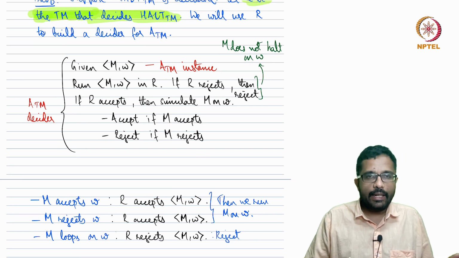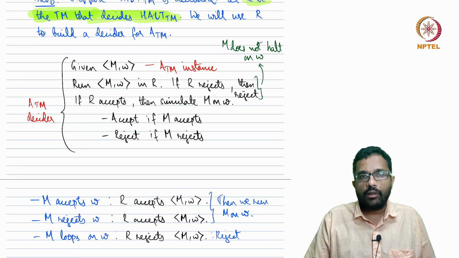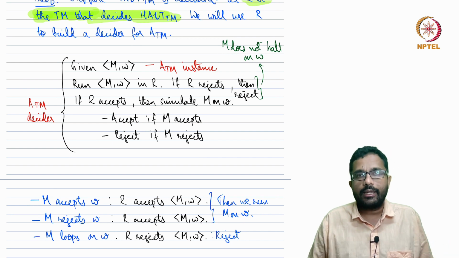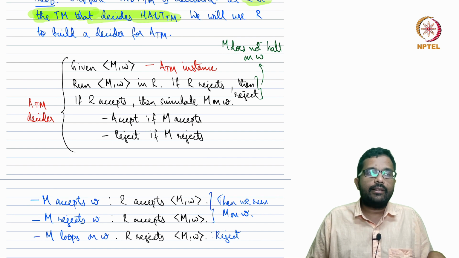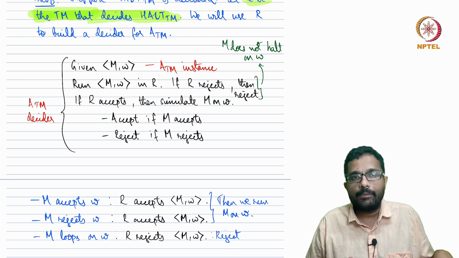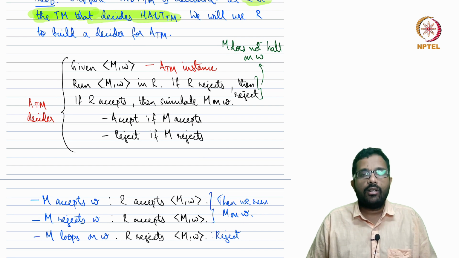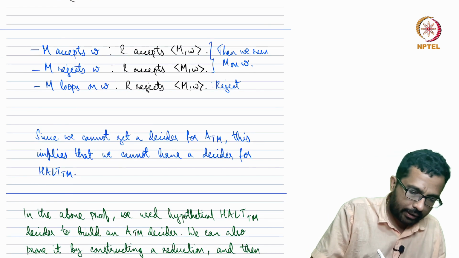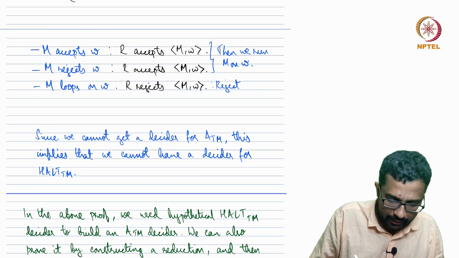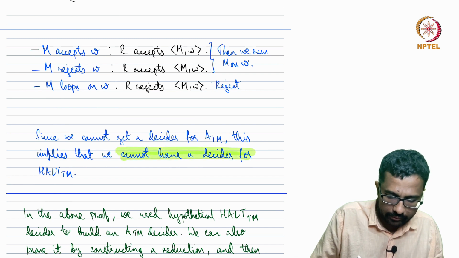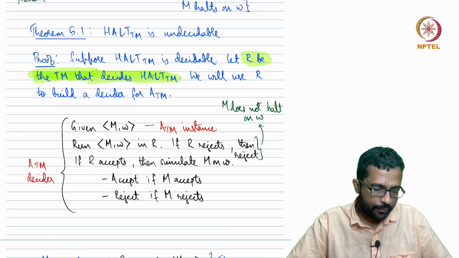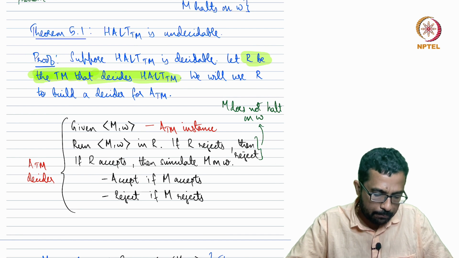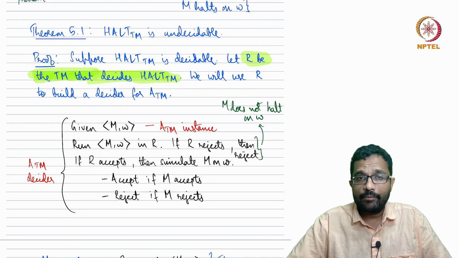So now the main component of this ATM decider is the HALT-TM decider, and by assumption the HALT-TM decider exists, right? So because we know that ATM is undecidable, in other words ATM decider does not exist, this should mean that HALT-TM decider should also not exist, hence HALT-TM is undecidable, right? So we cannot have a HALT-TM decider, hence it is undecidable, right? So that's the proof. So what we did here is to just build a decider for ATM from HALT-TM.